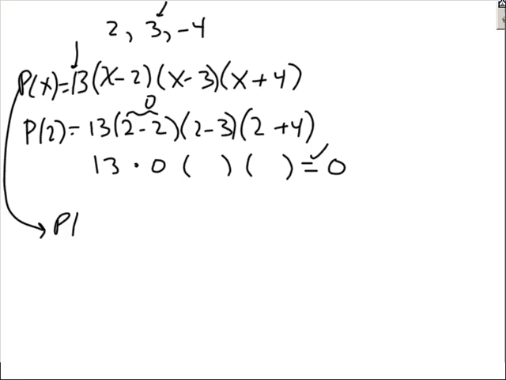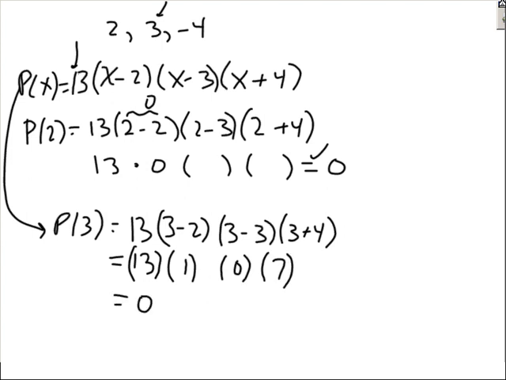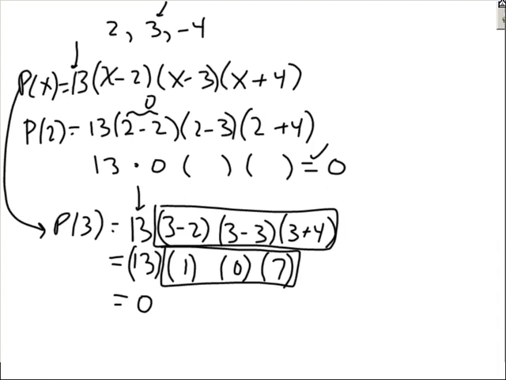Let's find p of 3. Before, we just had x minus 2 times x minus 3 times x plus 4. But putting a 13 in front isn't going to affect it. It's still going to be 0 because you got 13 times 1 times 0 times 7. That's 0. This piece is going to be 0 whether you put the 13 in front or not. And putting the 13 in front is not going to change it.